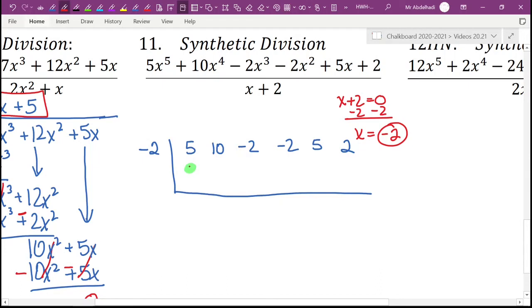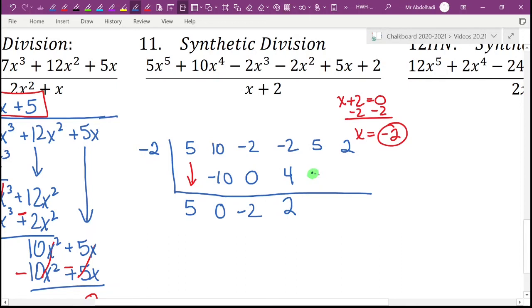Bring down your first term and start the game. The game is multiply, put your answer here, then add. Multiply, put your answer here, then add until you get to the end here. -2 times 5 is -10. When you add these, you get a 0. -2 times 0 is 0. When you add these, you get -2. -2 times -2 is +4. When you add these, 4 minus 2 is 2.